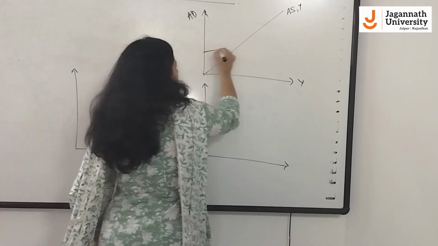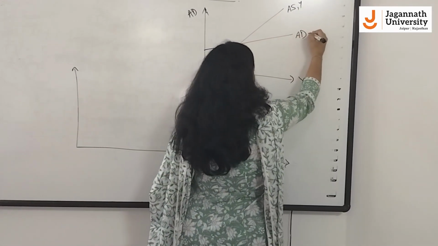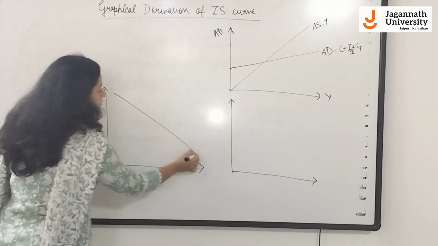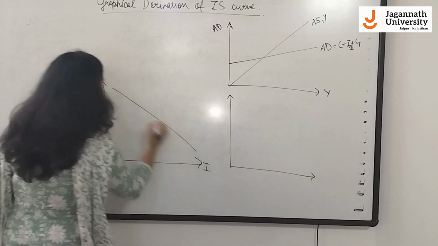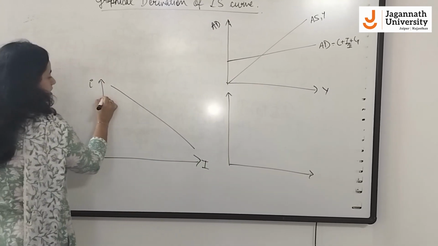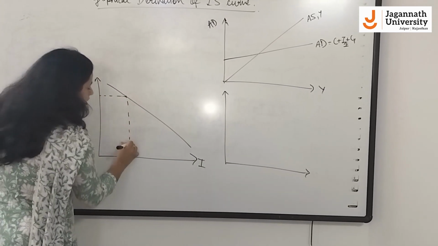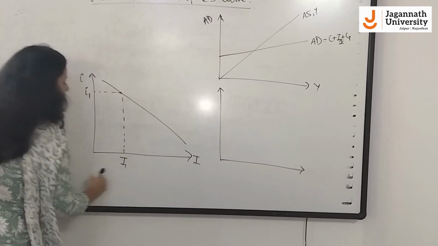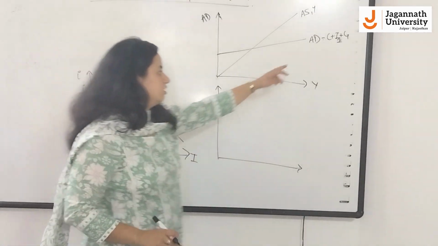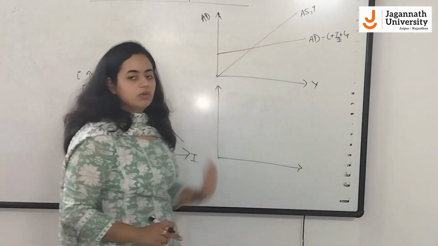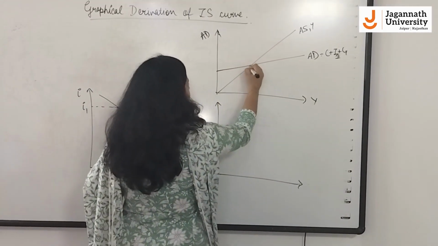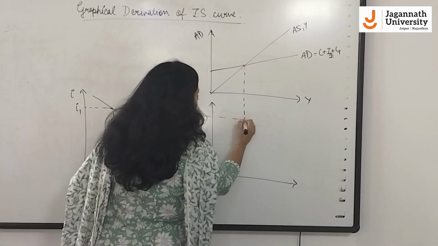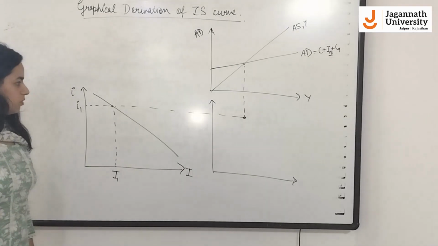And then I have an AD curve. AD, as we all know, is C plus I. My investment curve here, where I have I here and interest rate here. Suppose this is my initial interest rate I1 and the investment is I1. So this I1 I have taken here and I have gotten this equilibrium point. So let me bring down this point from here and let me bring down this point from here, and it comes and joins at this point.